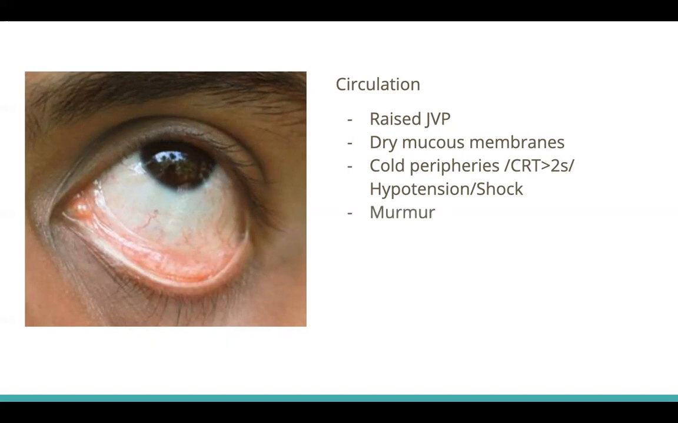Next, you might hear a murmur. Is this a new murmur or is this something that's been present before? Particularly if it's a new murmur, skin manifestations of murmurs could be due to infective endocarditis, an aortic thrombus, or abscess. These can look like Janeway lesions or splinter hemorrhages.